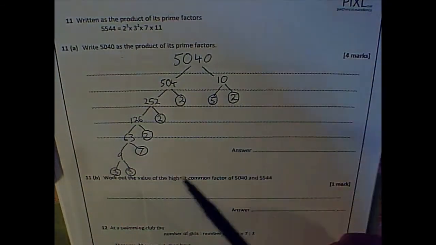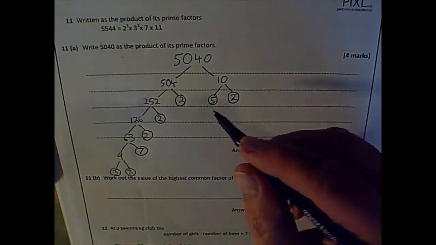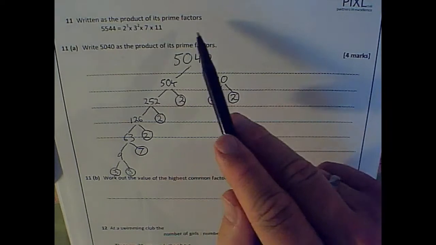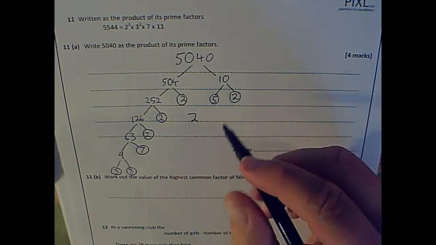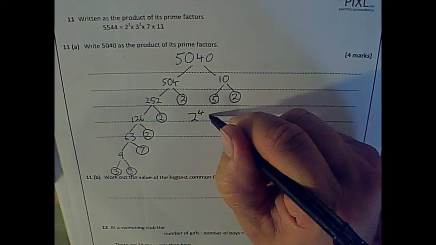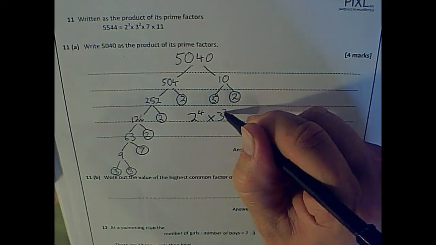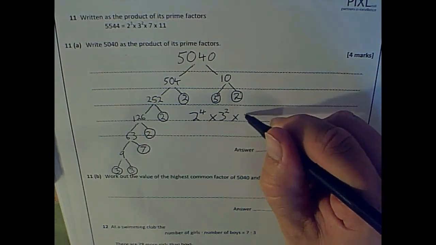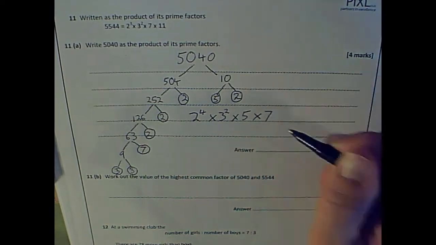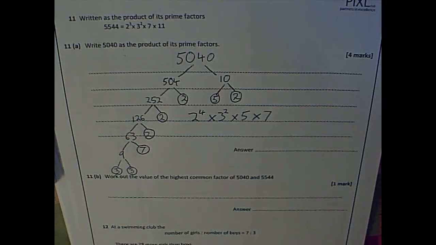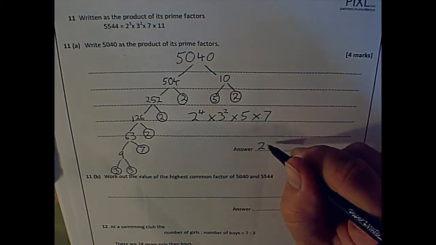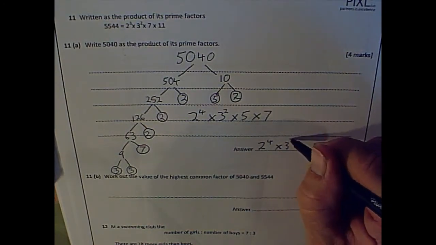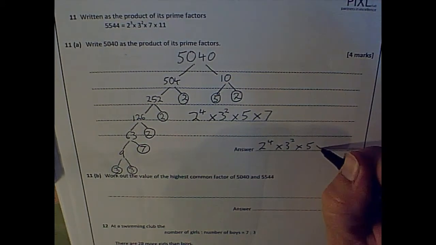So I've got quite a few 2s, 2 3s, a 5 and a 7. I'm going to list that from the smallest to the biggest. So I've got 2 times 2 times 2 times 2, so that's 2 to the power of 4, times 2 lots of 3, 3 squared, times a 5, times a 7. Double check that. Have I got everything? There are 1, 2, 3, 4, 5, 6, 7, 8 here, and I've got 4, 5, 6, 7, 8. I'm happy with that. So I'll now write that in my answer slot. 2 to the 4 times 3 to the 2 times 5 times 7.